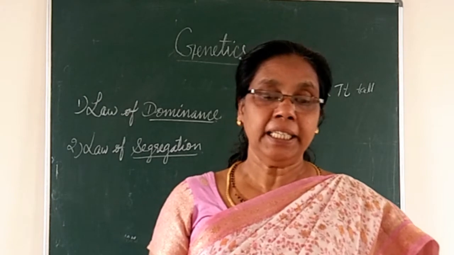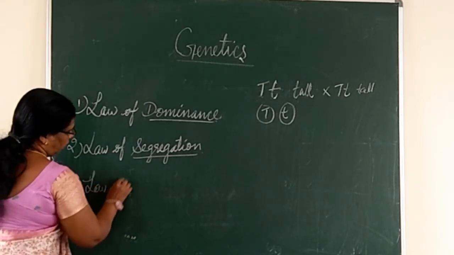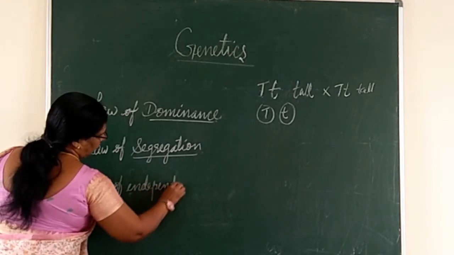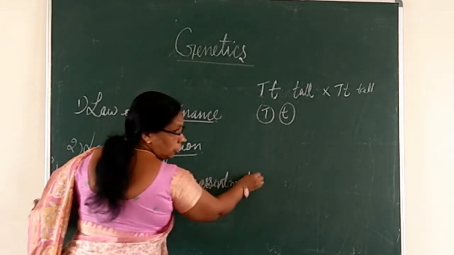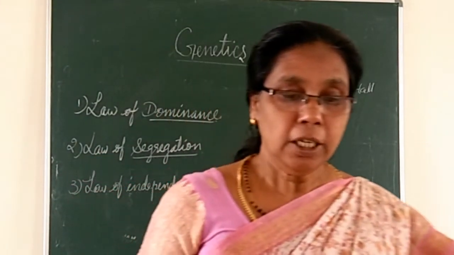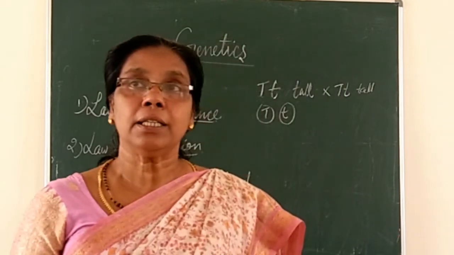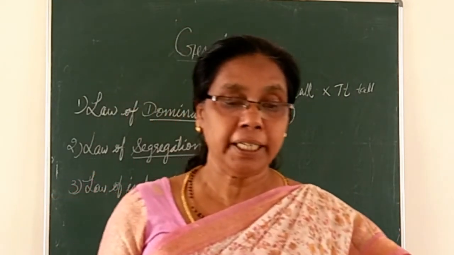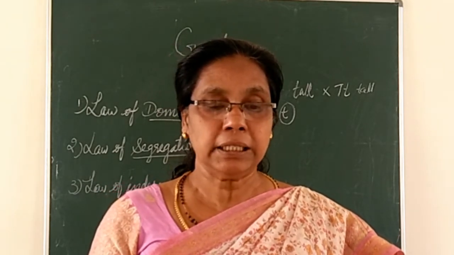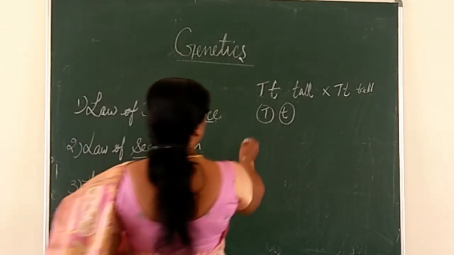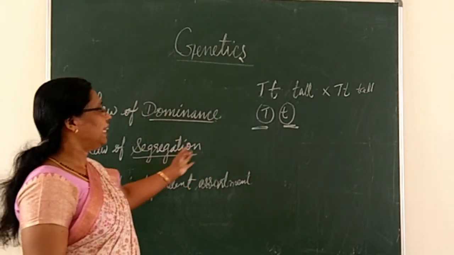And the third one is the law of independent assortment. When there are two pairs of characters, the distribution of the alleles, meaning alternative forms of the genes, of one character in the gametes is independent of the distribution of the alleles of the other character. You can see that this will be independent, this will be independent. In the distribution of these gametes, both will be independent of each other.